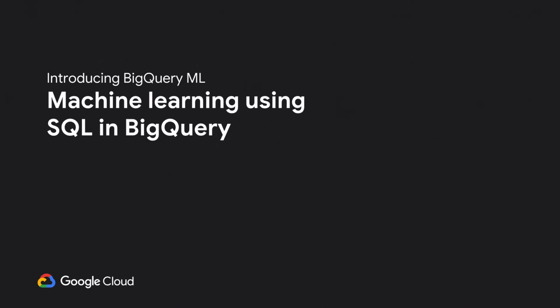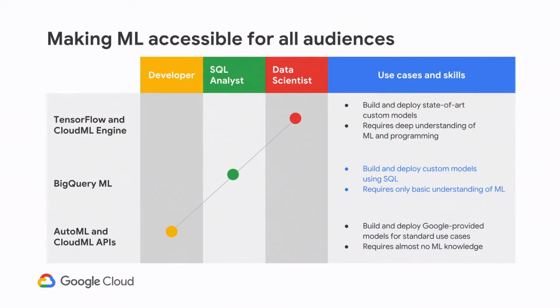So we launched BigQuery ML in beta in July at our conference in San Francisco. It allows anyone who knows SQL to do machine learning just using SQL, without having to learn Python or R, and within BigQuery. So you do not have to move the data out either. That's what BigQuery ML is: simply machine learning using SQL in BigQuery. And it actually makes ML accessible for all audiences. Yeah, that's a good point.